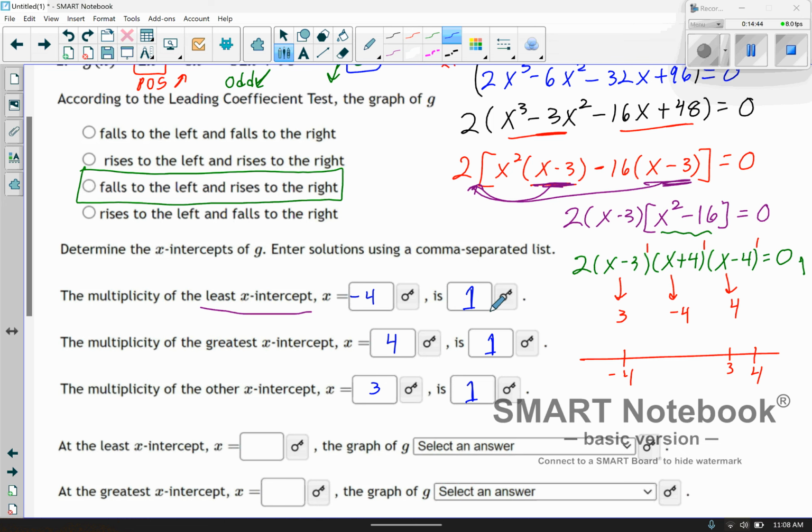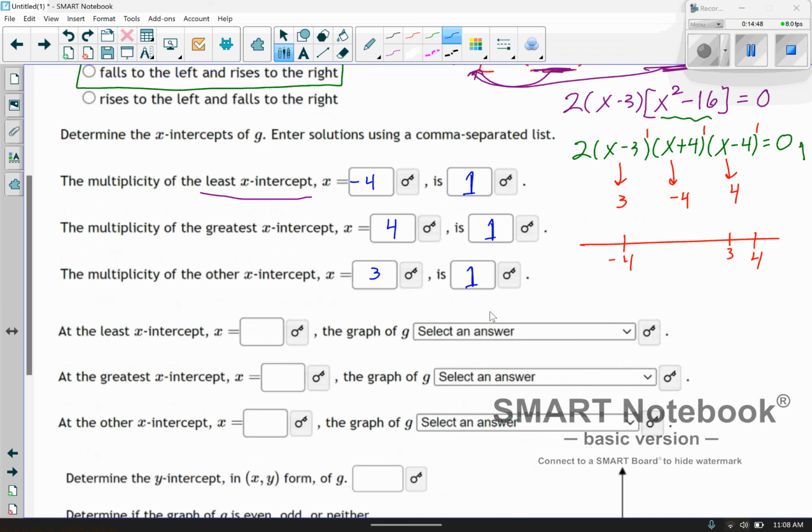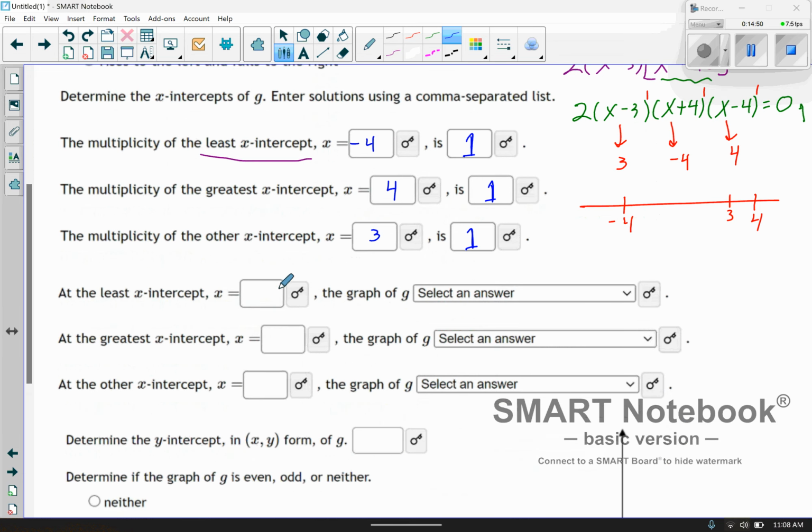Okay, so now they're going to ask a couple more pieces of information, basically how the graph is going to look. So at the x-intercept, x equals, the least one would be -4 again. The graph is going to do something like bounce or cut through. And so we're going to say cuts through.